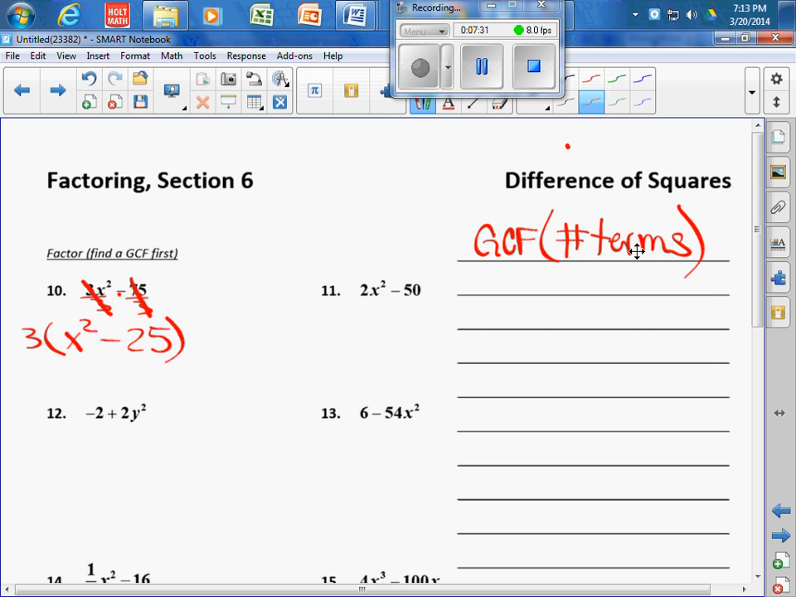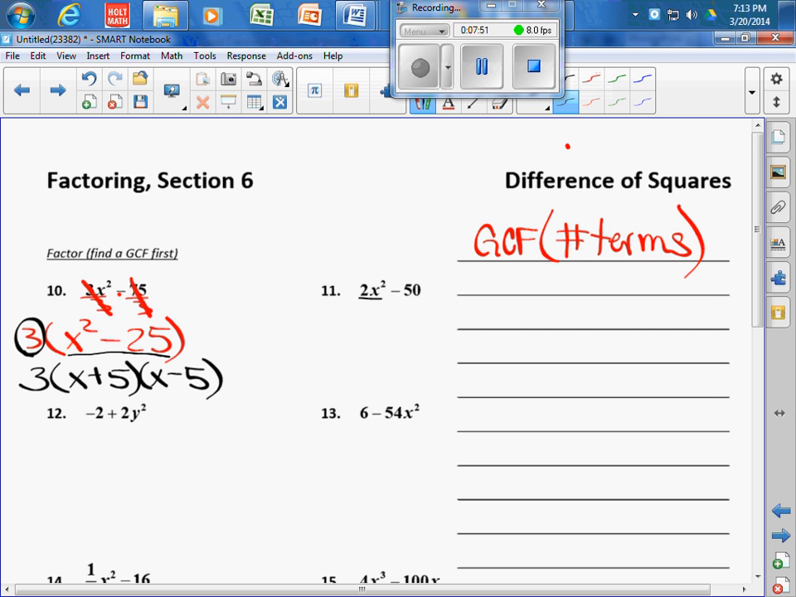And now you have a difference of squares here. This is what's going to be broken up. Ignore the 3. x squared minus 25. That's a difference of squares, so that's going to be x plus 5, x minus 5. Bring down the 3, and now you're done.